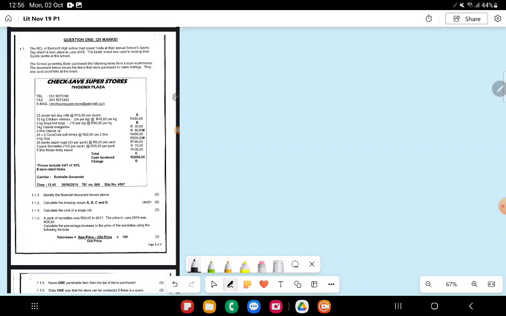Question 1.1.1 is asking us to identify the financial document above. This one is pretty easy. This here is either a till receipt or it can be known as a till slip. Both answers are accepted. Question 1.1.2 is asking us to calculate A, B, C, and D.